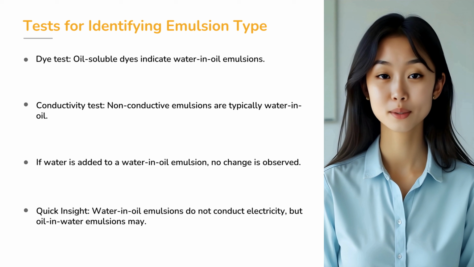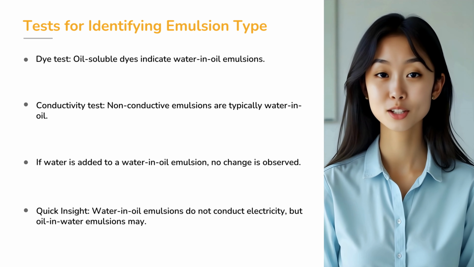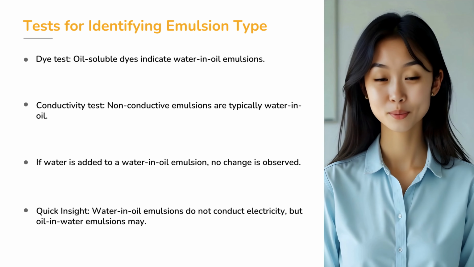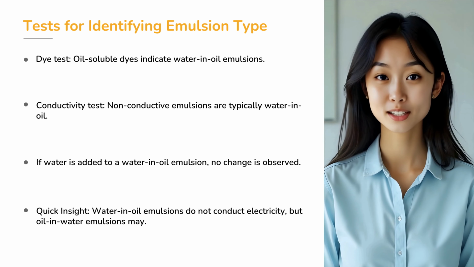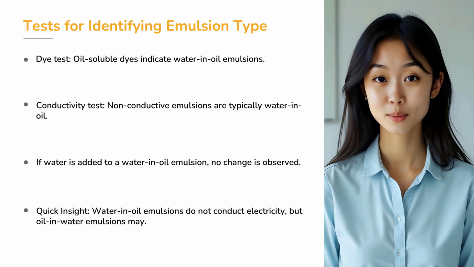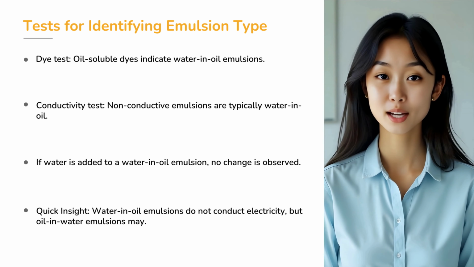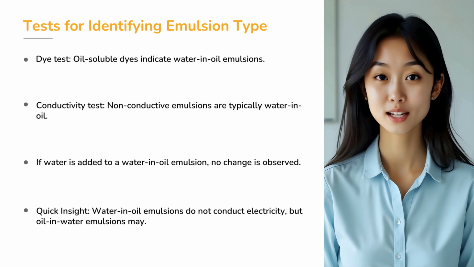Another way to tell is with conductivity. Oil doesn't conduct electricity, but if you have an oil-in-water emulsion, it might show some conductivity due to the water phase. So, these tests make it easy to tell which emulsion you're dealing with. Isn't it amazing that chemistry allows us to break things down so precisely?